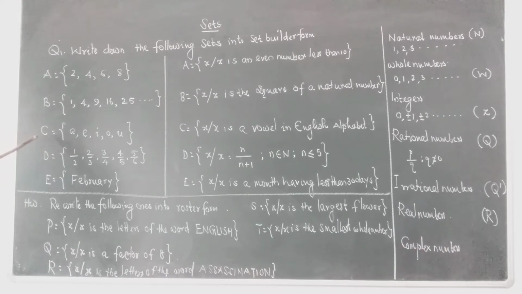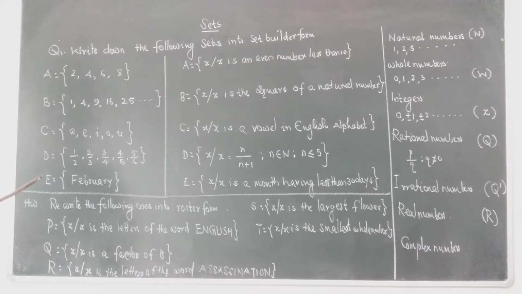Similarly, the next example, C is equal to the set A, E, I, O, U. In the lower classes, you have learned that these are the vowels in the English alphabet. A is a vowel, E, then I, O, and U. So the common pattern is that all of these are vowels. We can express that C is equal to the set of x such that x is a vowel in the English alphabet.